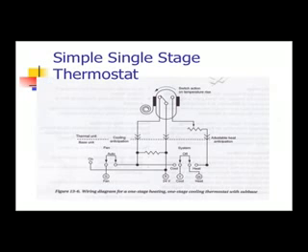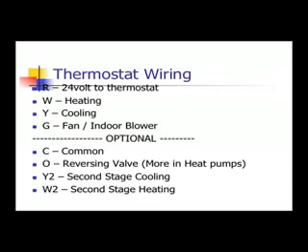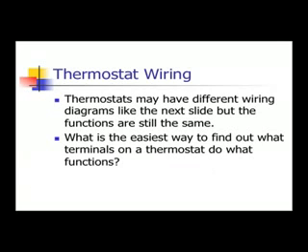No matter what thermostat, the basic principle in the wiring is the same. You have a G terminal, an R terminal, a Y terminal, and a W. R is your power into your thermostat. G controls your blower fan or your indoor fan. Y is your cooling, and W is your heating.